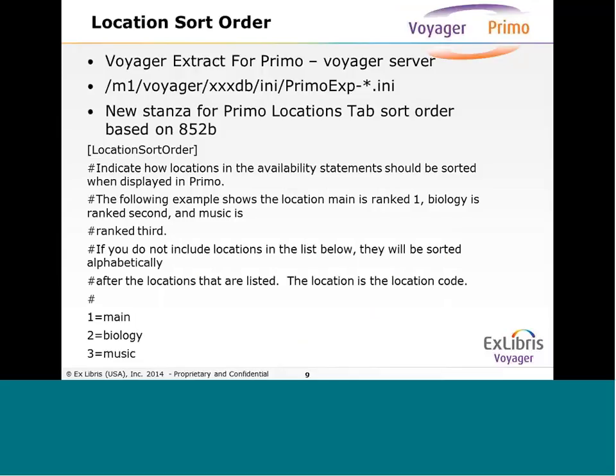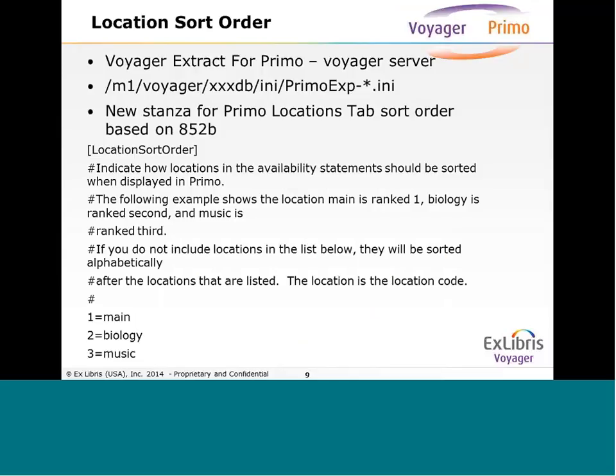One of the next changes is to enable the Voyager extract for Primo. You can set it up to specify a sort order for locations. By default, Primo displays the Locations tab holdings alphabetically. So by default, Primo will display the holdings locations alphabetically.